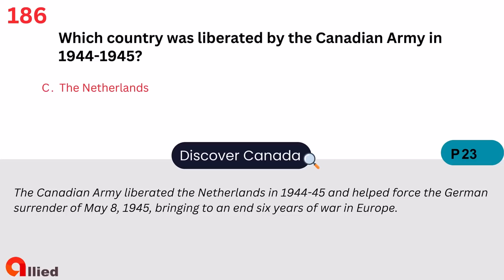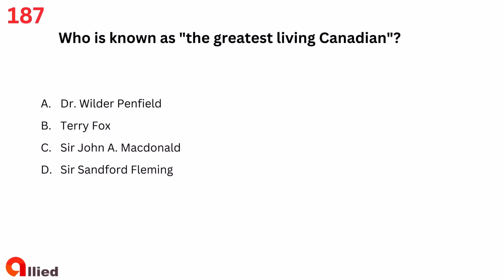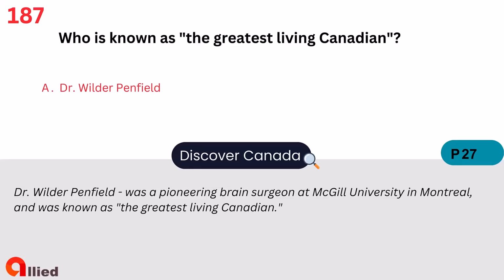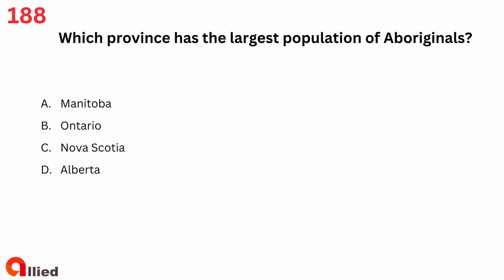The Netherlands. Question 187. Who is known as the greatest living Canadian? A. Dr. Wilder Penfield. B. Terry Fox. C. Sir John A. Macdonald. D. Sir Sandford Fleming. The answer is A. Dr. Wilder Penfield.